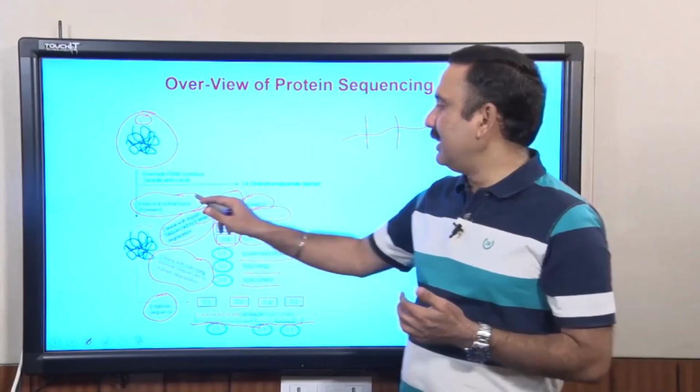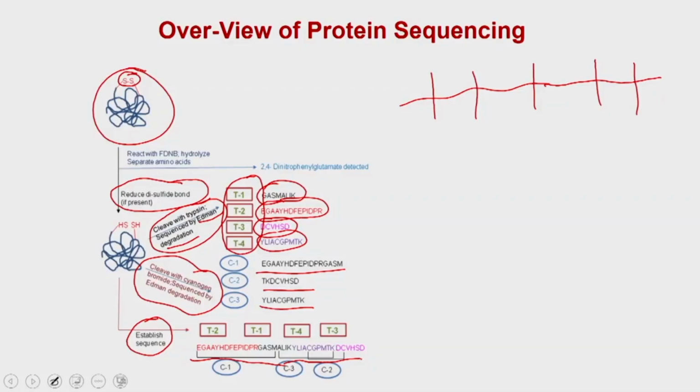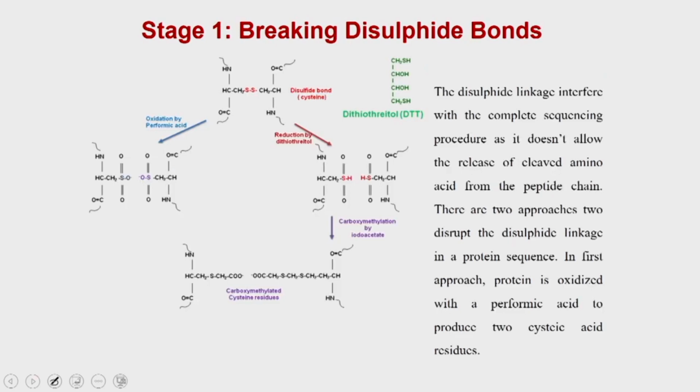So, this is what we are going to discuss today, and in following this story, the first step is that you have to destroy the disulfide linkages. So, in stage 1, when you start with the protein, you have to break the disulfide bonds. Disulfide bonds are always present between two cysteine residues, and you have two options or two approaches.